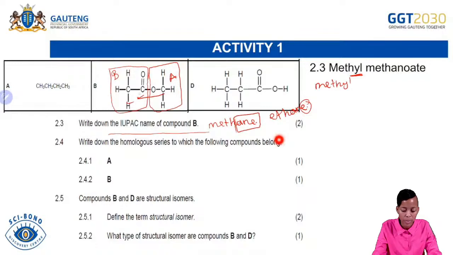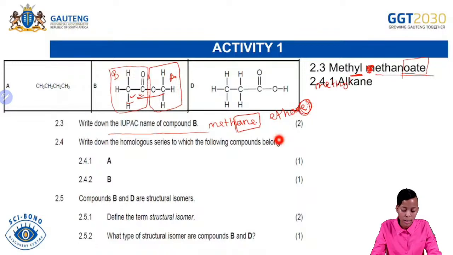But for the other part, which consists of two carbons, we are going to call it ethanoate. So we remove this one here and then it becomes an ethanoate. So what did we do? We removed the E of the alkane, and then we are replacing the E with the OATE.